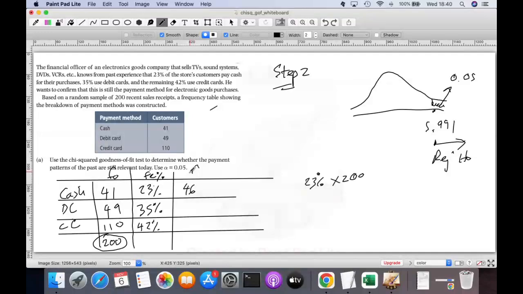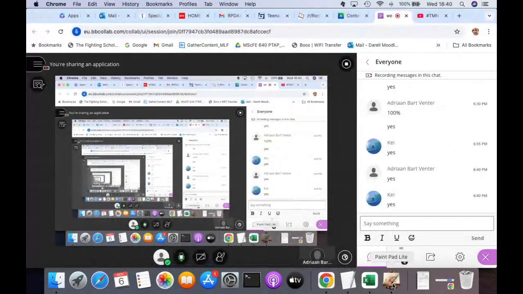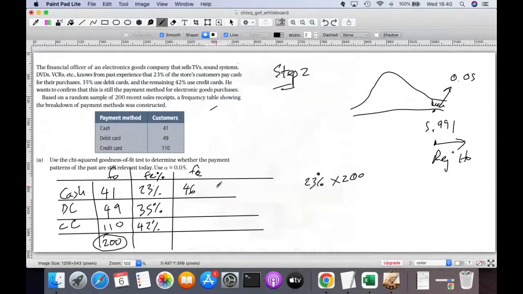Does that make sense, everyone, before I move on? This is your FE value. Fantastic. All right, so that's 46. And then I'm going to do the same thing for debit card. It'll be 35% times 200, and that's going to give me 70, and then the remaining customers will be 84. You could do 40% times 200 to give you that, or you can just take the remaining customers from 200. All right, so that's your FE.